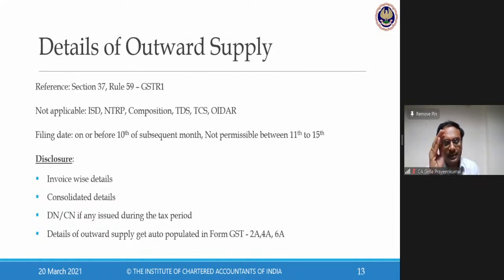So this particular statement GSTR 1 is not applicable to ISD, non-resident taxable person, composition registered person, TDS, TCS, and section 14 of IGST, Online Information Database Access Retrieval Service. For all this category of persons, GSTR 1 is not applicable. Section 37 says my GSTR 1 has to be filed on or before the 10th of the subsequent month.